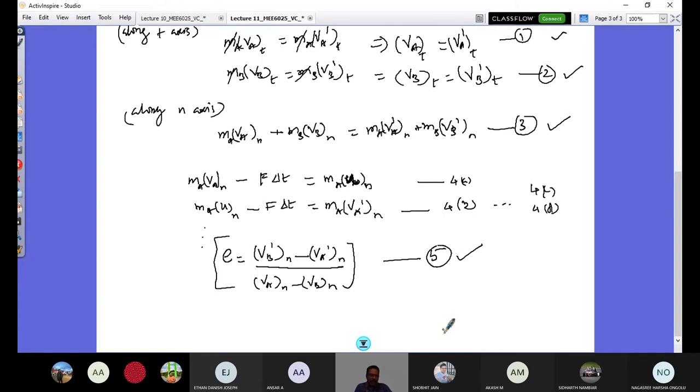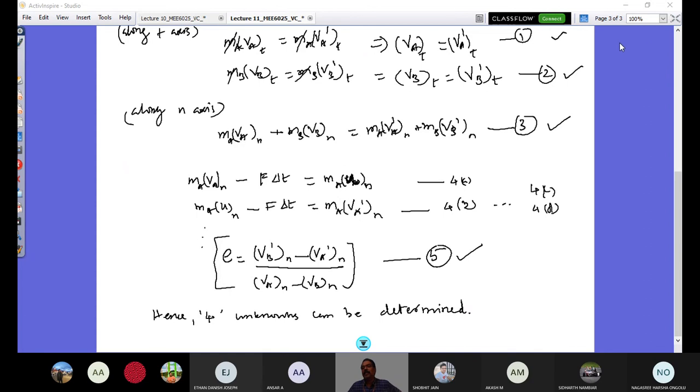Do you have any doubts at this point? Any doubts? Hence, the four unknowns can be determined. So you can solve many problems based on the application of these principles.